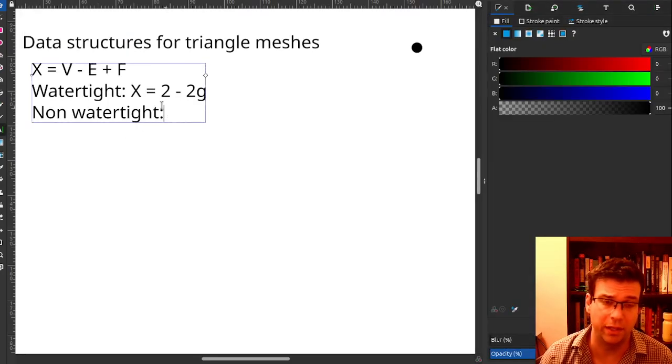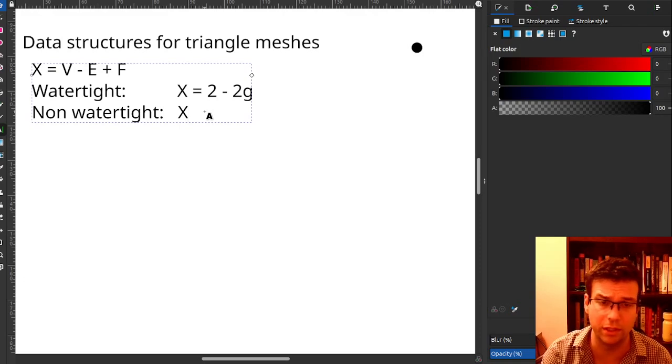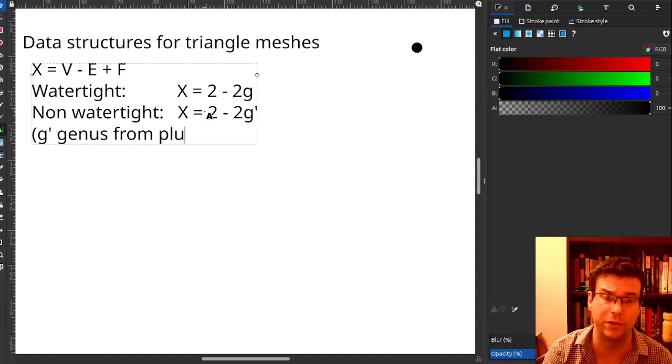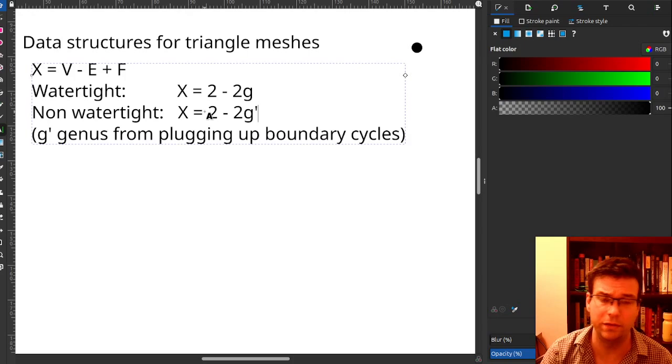So if you put that all together, for a water-type mesh, the Euler characteristic is 2 minus 2 times the genus. For a non-water-type mesh, it would be 2 minus 2 times G prime, where G prime is the genus from plugging up all boundary cycles. So it's 2 minus 2G prime minus the number of boundary cycles.